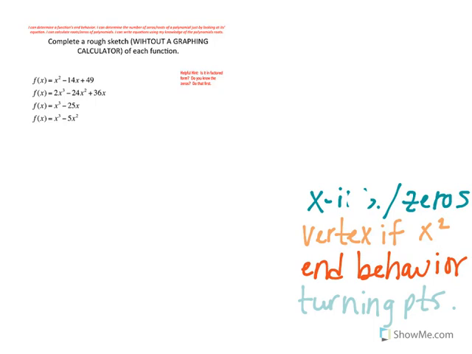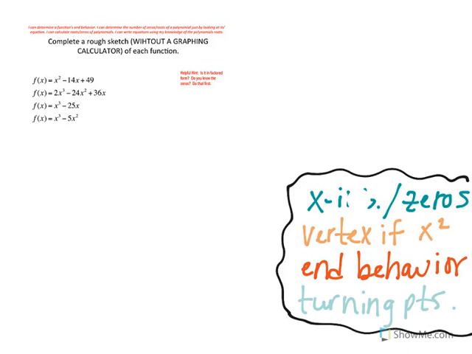I had to shrink it down in size just a little bit, so we've got some space here. So let's tackle our first one. Anytime I want a rough sketch, or anytime I want an actual graph, you can't really go wrong with starting out by finding the x-intercepts or the zeros. And so by doing that, first one, x squared minus 14x plus 49, I'm going to write that in factored form.